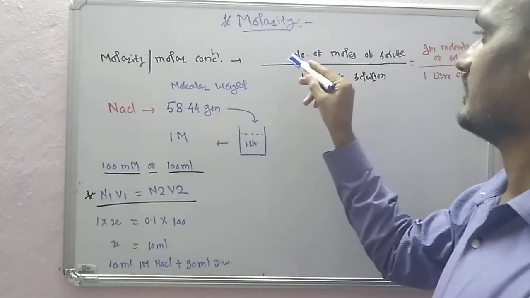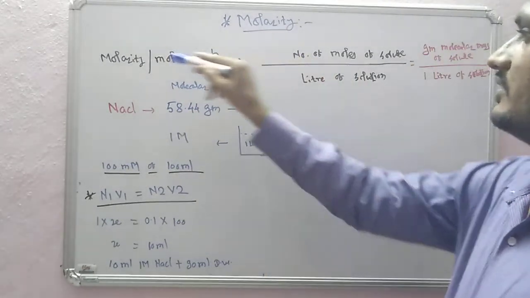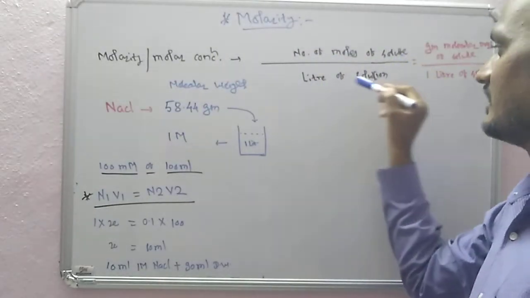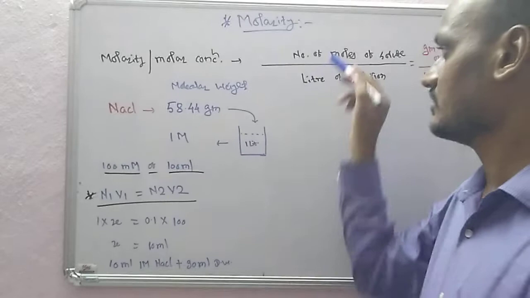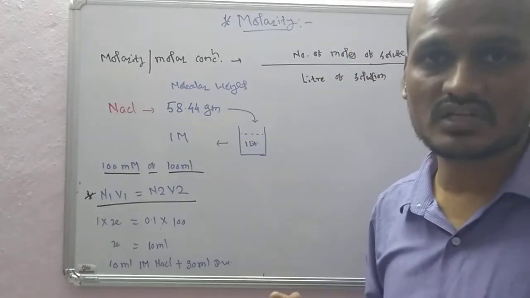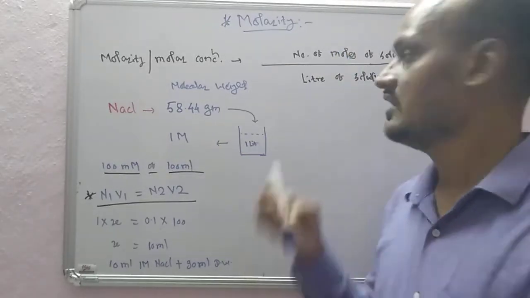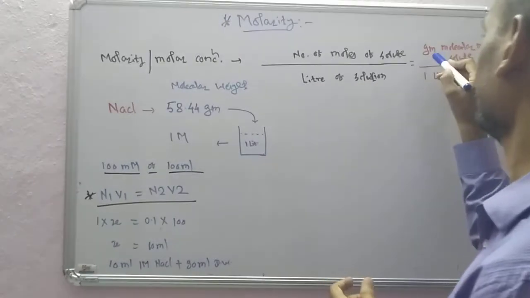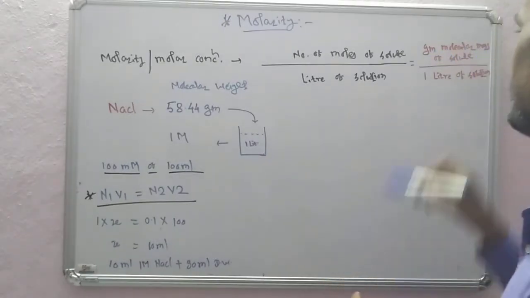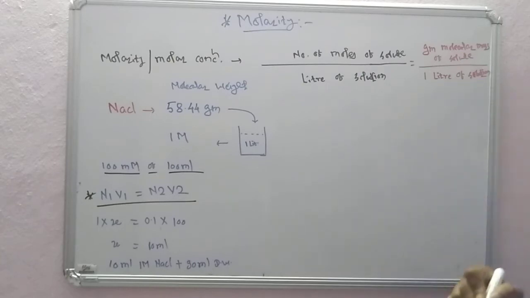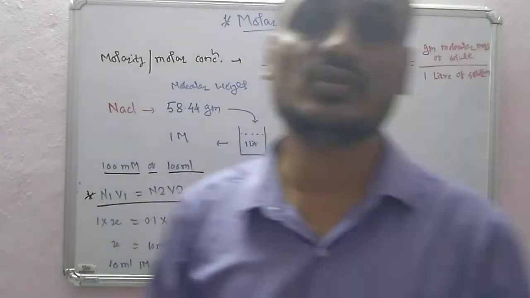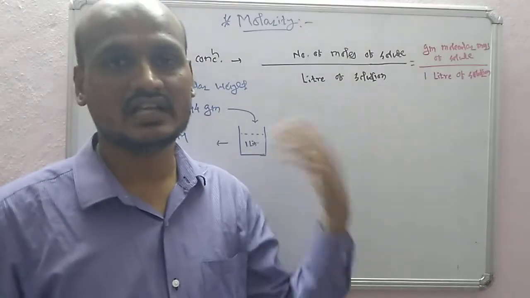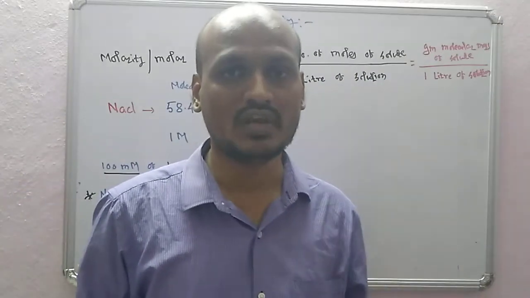So what is the formula for this one? Molarity or molar concentration is equal to number of moles of solute divided by liter of solution. If you take the number of moles of the particular solute and divide it by 1 liter of solution, then you get the molarity. Or you can take the gram molecular mass of that solute and divide it by 1 liter of the solution, and in that way we get molarity.